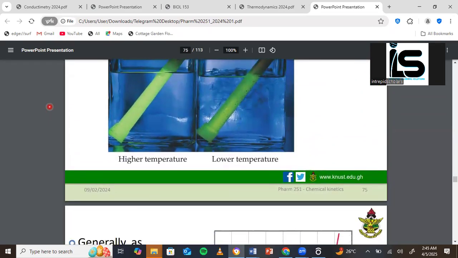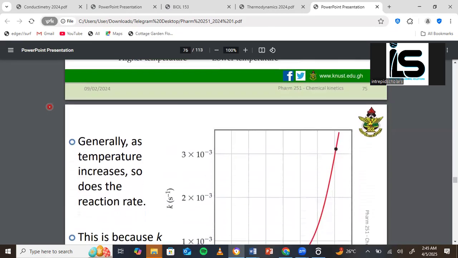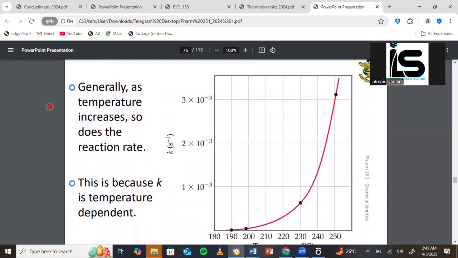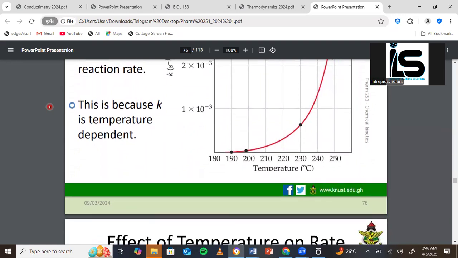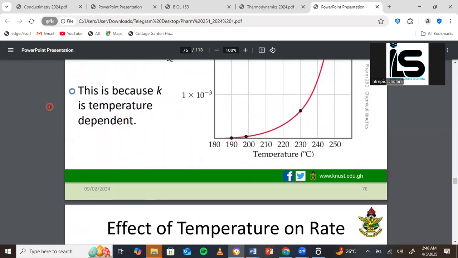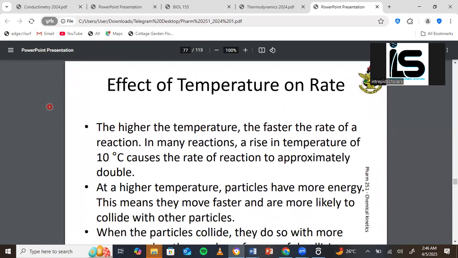Then we zoom in into temperature and rate, how temperature affects rate. Generally, as temperature increases, so does the rate of reaction. We have talked about that. This is because K, the rate constant, depends on temperature. Temperature can affect our K, right?